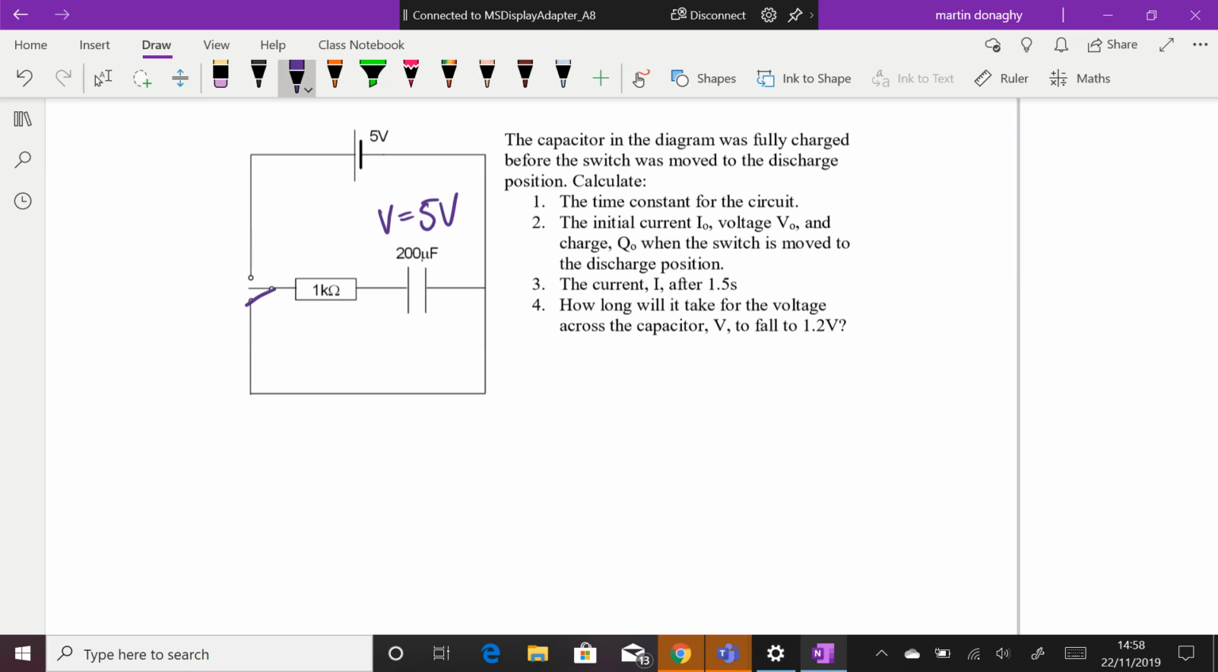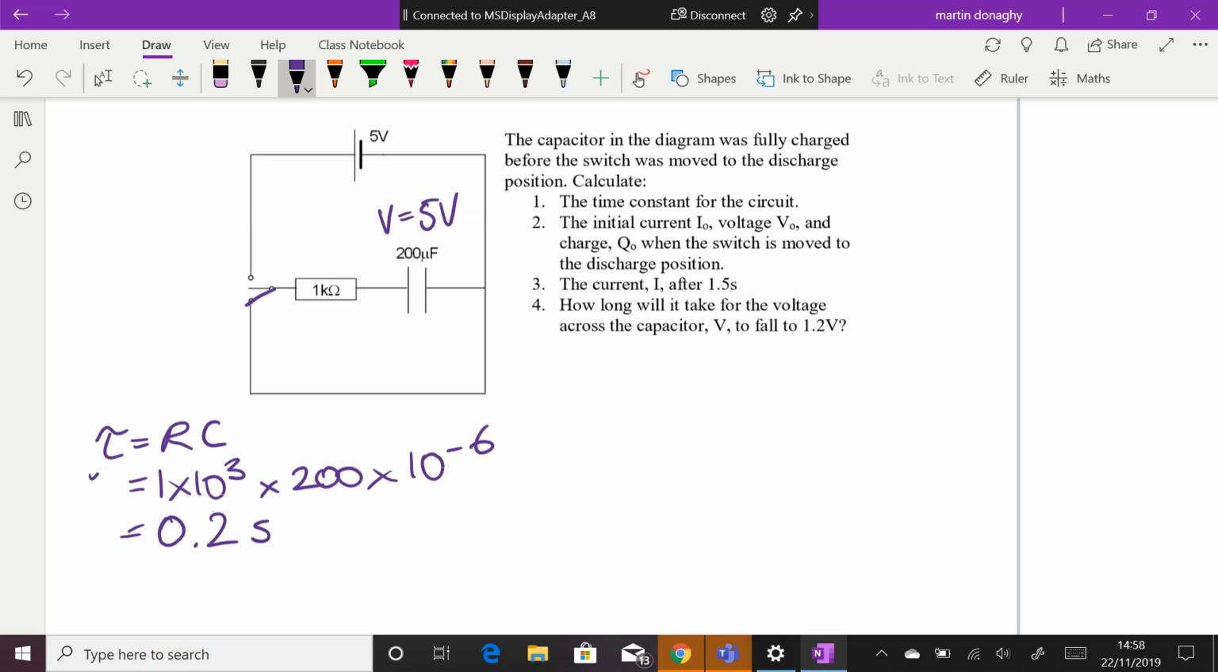So it asks us a number of things. First thing it asks for is the time constant for the circuit. So time constant is equal to the resistance times the capacitance, which is equal to 1 by 10 to the 3 multiplied by 200 by 10 to the minus 6. Type that into your calculator, and it gives us 0.2 seconds. Okay, so what we're saying is once we discharge that, it will take 0.2 seconds for it to fall to 0.37 roughly of its initial value.